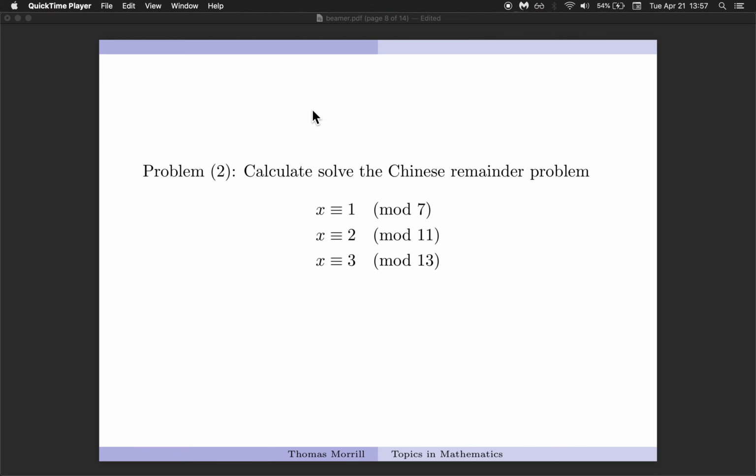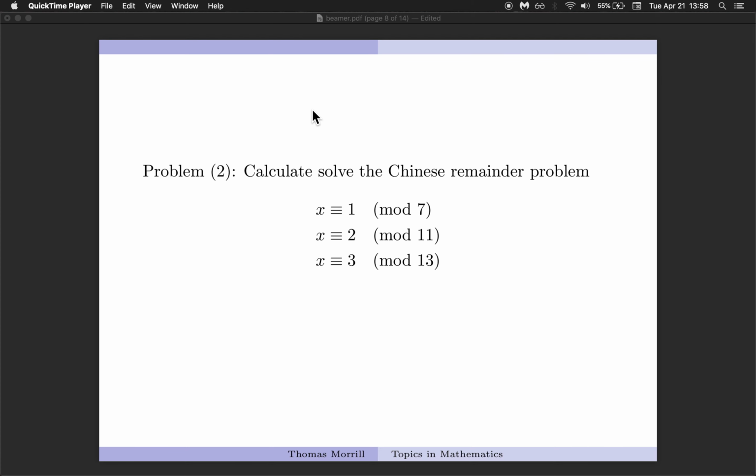X is congruent to 1 modulo 7. X is also congruent to 2 modulo 11. And finally, x is congruent to 3 mod 13. And we want to find an integer x, or really a class of integers, that will solve all 3 of these congruences at the same time.